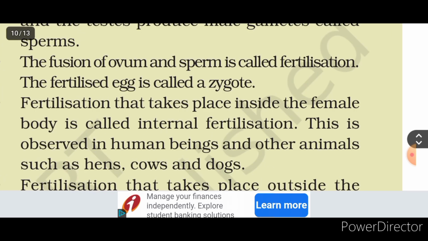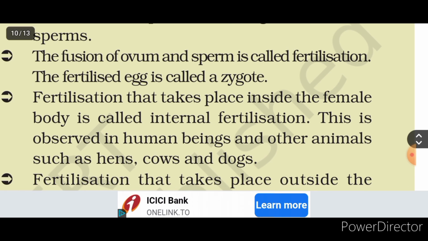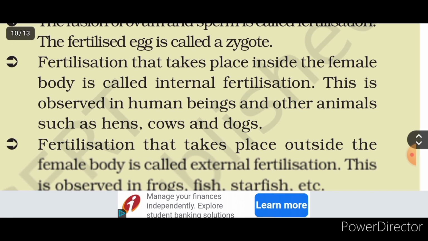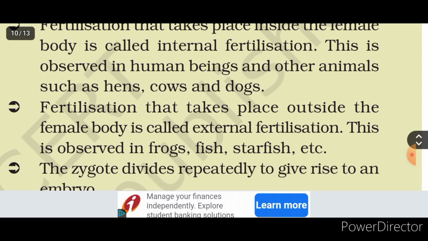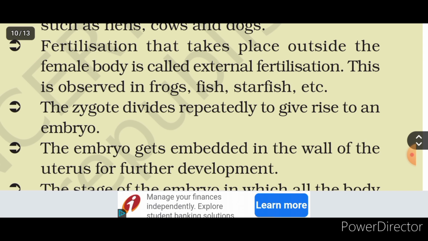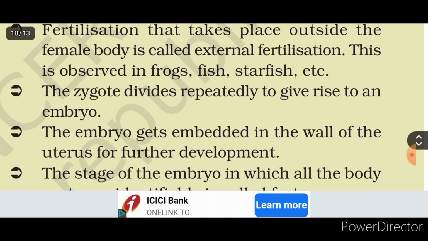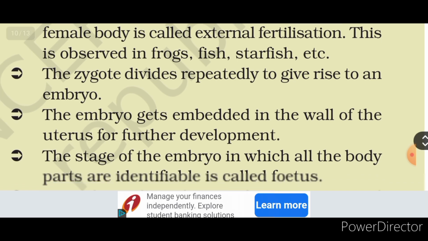The fusion of ovum and sperm is called fertilization. The fertilized egg is called a zygote. Fertilization that takes place inside the female body is called internal fertilization. This is observed in human beings and other animals such as hens, cows, and dogs. Fertilization that takes place outside the female body is called external fertilization. This is observed in frogs, fish, starfish, etc.